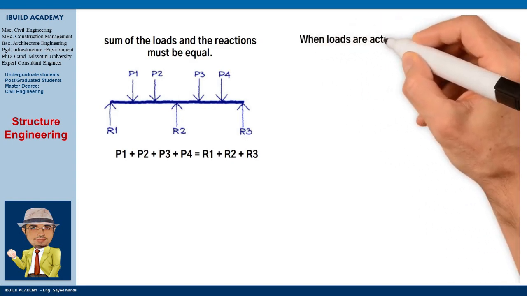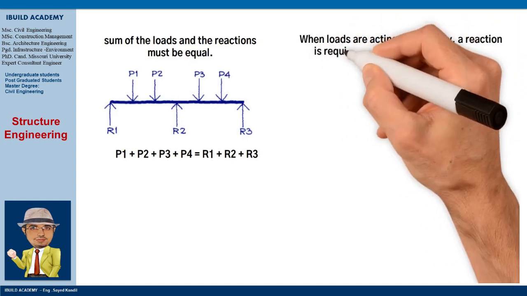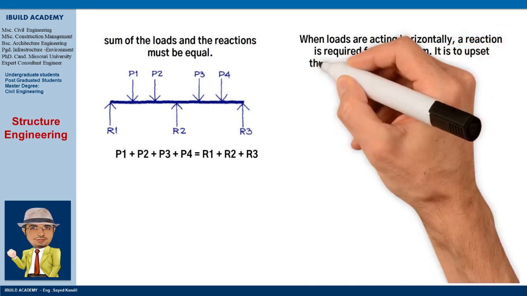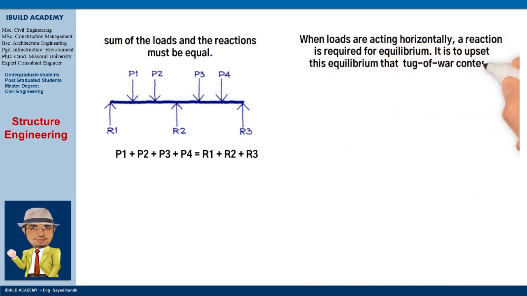When loads are acting horizontally, a reaction is required for equilibrium. It is to upset this equilibrium that tug-of-war contests are held.